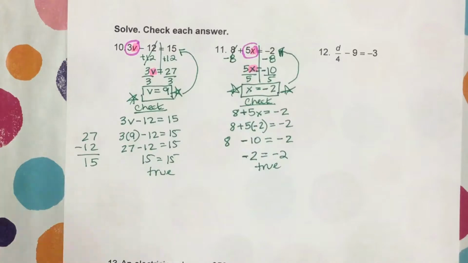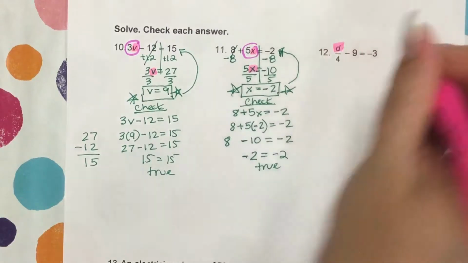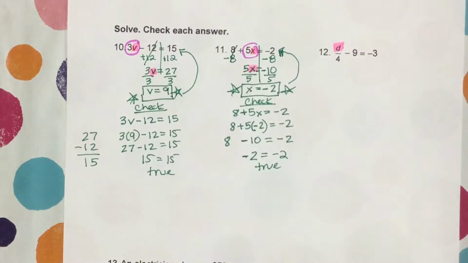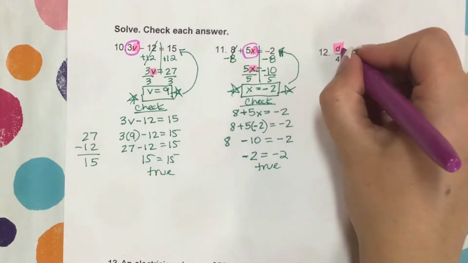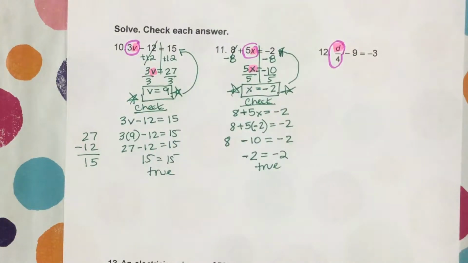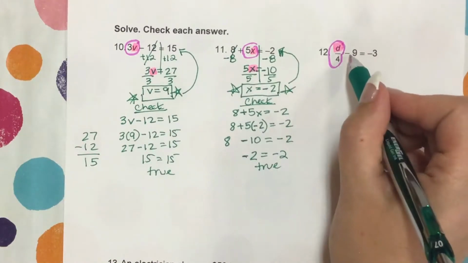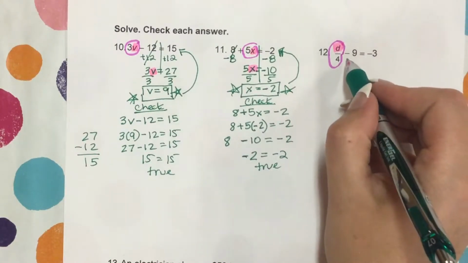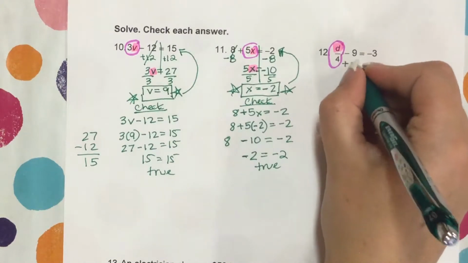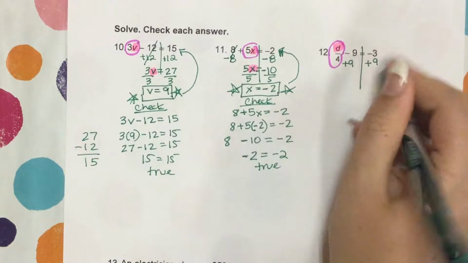We have d over 4 minus 9 equals negative 3. So we're trying to figure out what d is, that variable, and we have to save this little bit right here until the very, very end. Okay, cool. So let's go ahead and take care of business. Right here, we have to get rid of this negative 9 or minus 9. Inverse operation of subtraction would be addition. So we're going to add 9 to both sides of the equation.